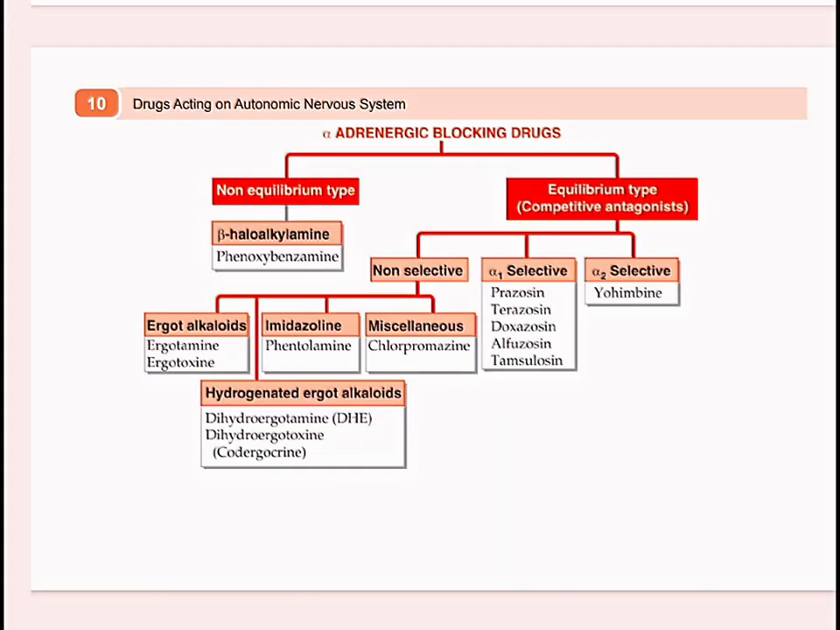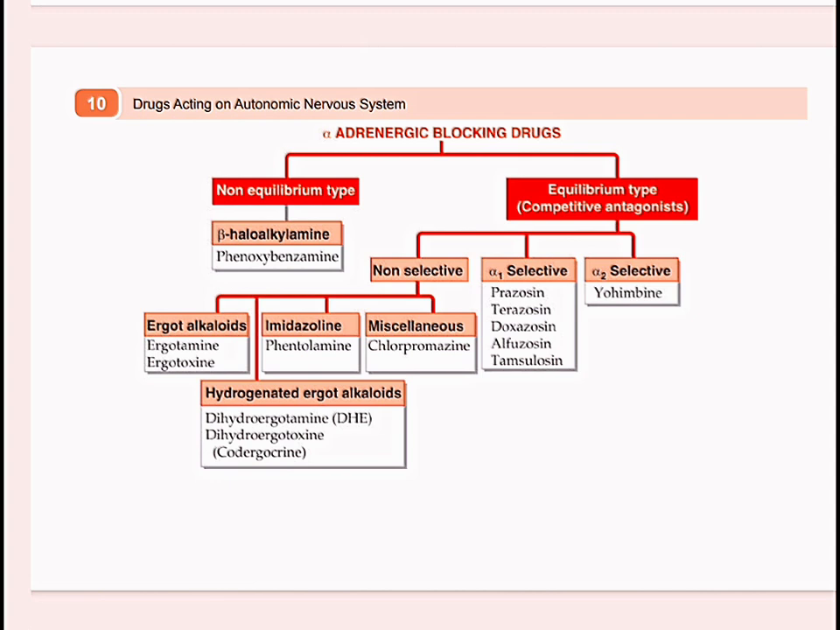Now we study the antiadrenergic drugs, which we also call adrenergic blocking agents or drugs, and they are divided into two portions, alpha blockers and beta blockers. In our body, like cholinergic receptors, adrenergic receptors are also present, and adrenergic receptors are divided into two parts, that is alpha receptors and beta receptors. Alpha receptors are subdivided into alpha 1 and alpha 2, while the beta receptors are subdivided into beta 1, beta 2, beta 3, etc.